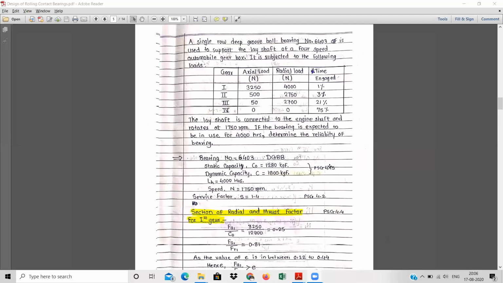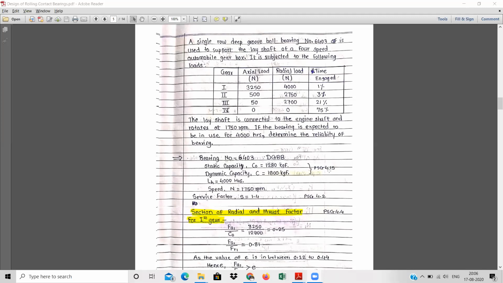Today we will discuss the design of a single row deep groove ball bearing for cyclic load. In previous lectures, we discussed the design calculation of single row deep groove ball bearing and angular contact ball bearing, but having axial and radial load only. In this, we need to understand how the cyclic load can affect the parameters while selecting the bearing.